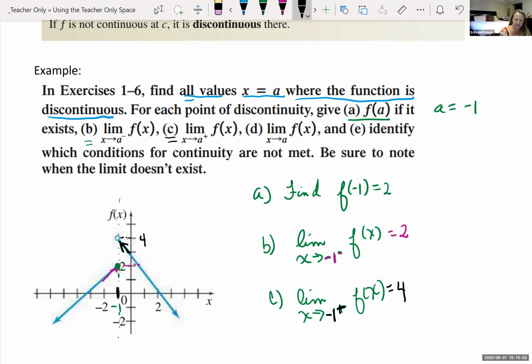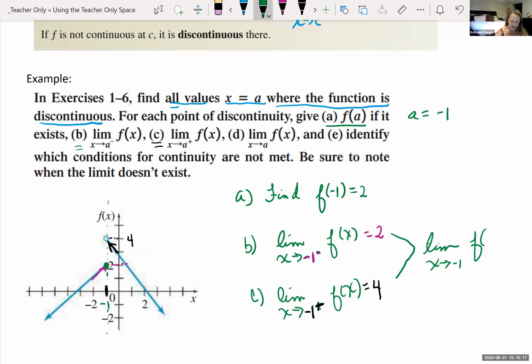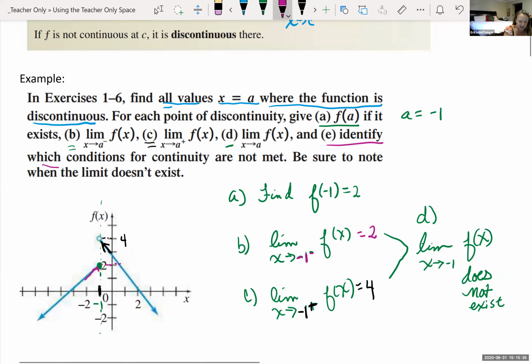D wants to know, does the limit exist? So the limit as x approaches -1, these are not the same values, so the limit of f of x does not exist. And then part E, identify which condition or conditions for continuity are not met. Be sure to note when the limit doesn't exist.